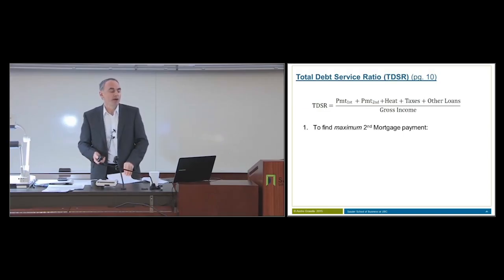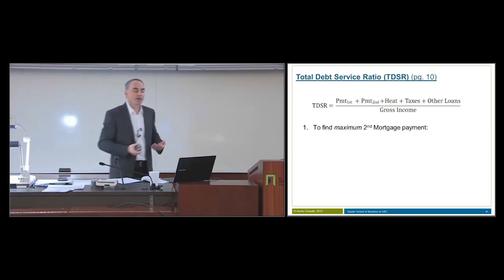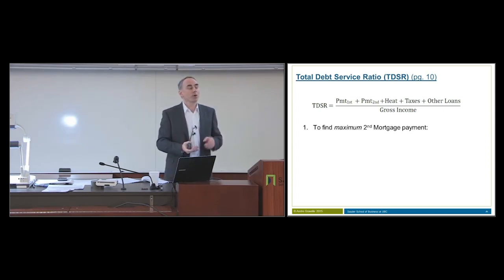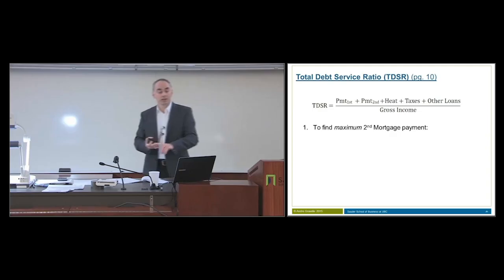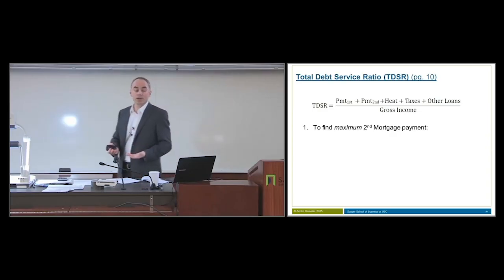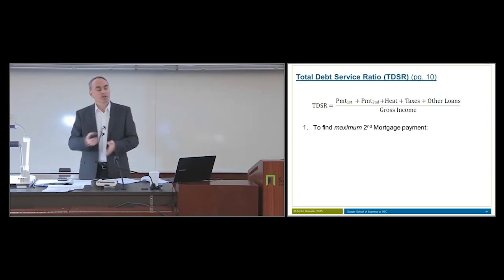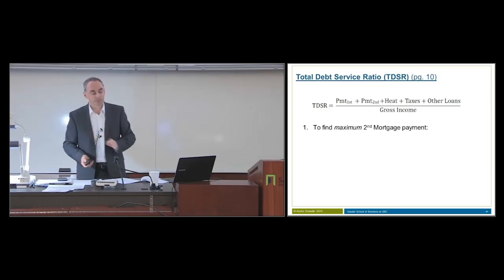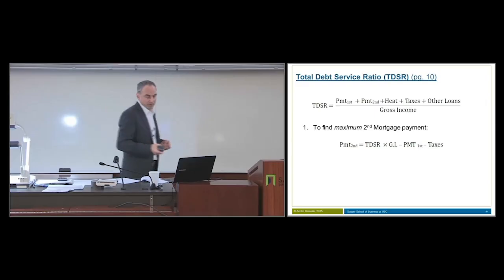So what we want to find with this equation is the maximum second mortgage payment. Because all the other terms we know, we already know what the maximum first mortgage payment is. We already know what the heat and taxes or other loans might be. We know what the gross income is. So we want to change this equation so we have the payments on the second mortgage loan on one side of the equal sign, everything else on the other. So simply rewrite this equation like this.